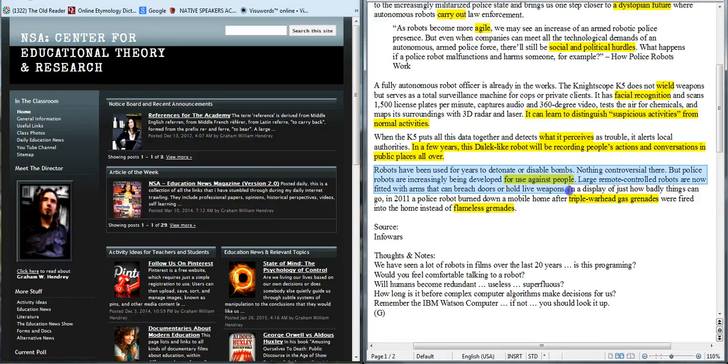Not enough money for schools, but endless funding for warrior techno things. In a display of just how badly things can go, in 2011, a police robot burned down a mobile home. Oops. Gas grenades were fired into the home instead of flameless grenades. Hurrah! What a bright and beautiful future.